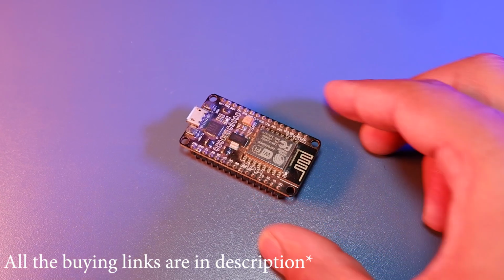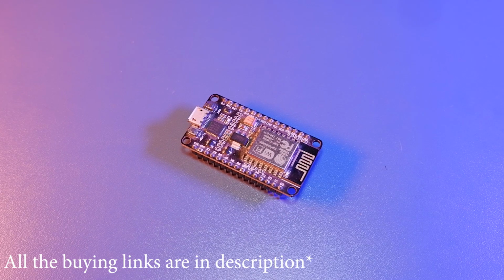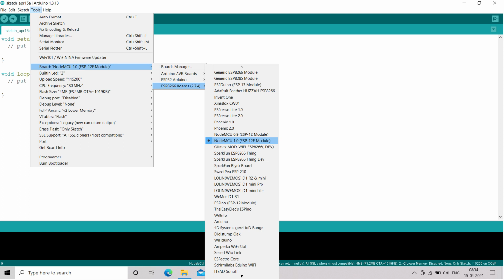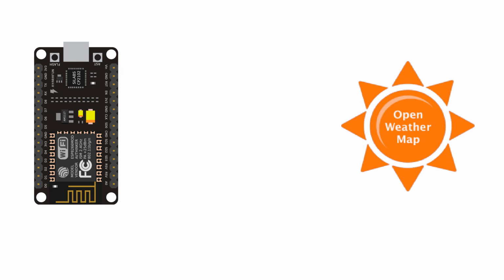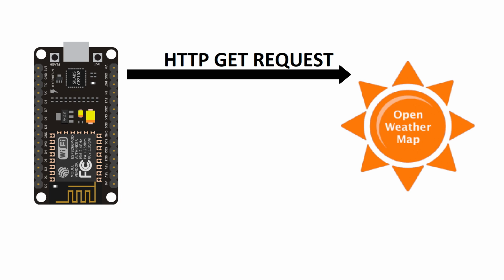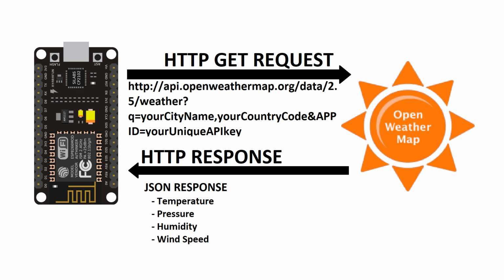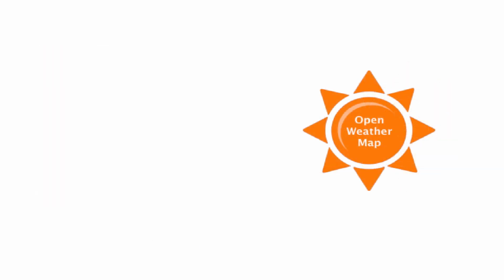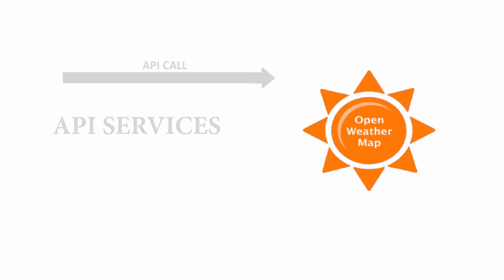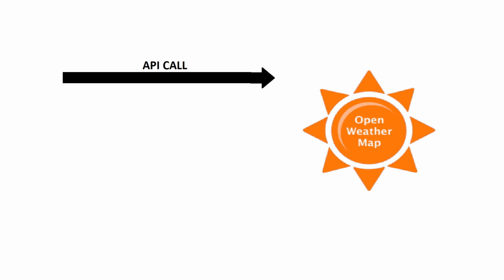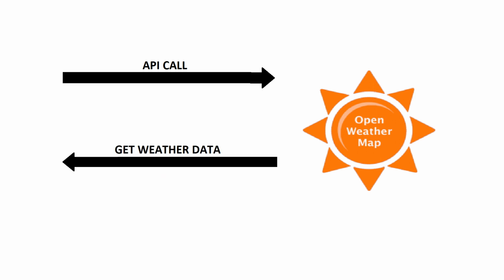So guys, before we start, make sure you have ESP8266 Nodemcu board and you have installed ESP8266 boards in your Arduino IDE. So the basic idea is to program ESP8266 board in a way so that it can perform a HTTP request and fetch the weather data from a server. And in this case, we'll be getting data from openweathermap.org. So openweathermap.org provides API services and we can make API calls to OpenWeatherMap API and get the weather information.